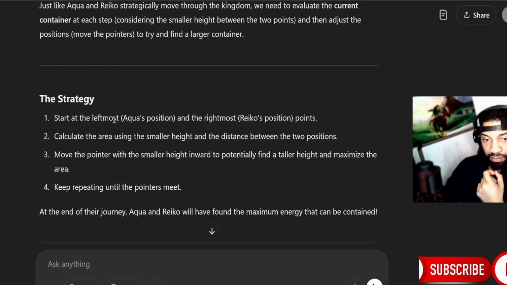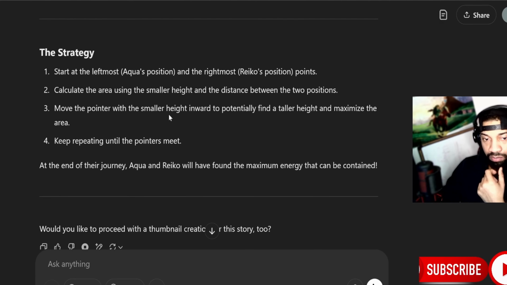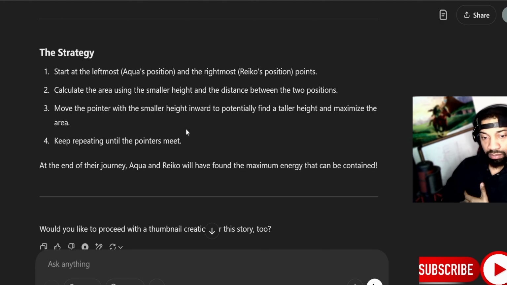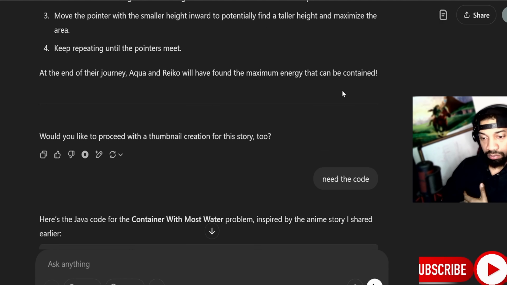1. Start at the leftmost, Aqua's position, and the rightmost, Reiko's position, points. 2. Calculate the area using the smaller height and the distance between the two positions. 3. Move the pointer with the smaller height inward to potentially find a taller height and maximize the area. 4. Keep repeating until the pointers meet. At the end of their journey, Aqua and Reiko will have found the maximum energy that can be contained.